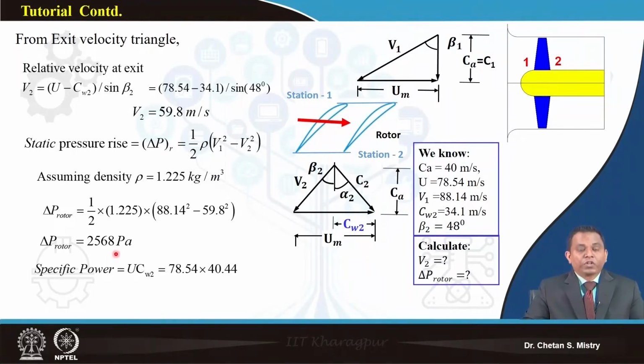We are looking for specific power. This specific power is given by U into Cw2. My peripheral speed is known to me, and my Cw2 is known to me. If I put these numbers in, my specific power is coming 3176.16 joule per kg. Be careful about the units.